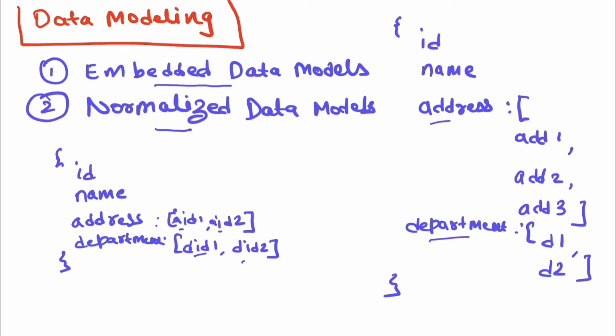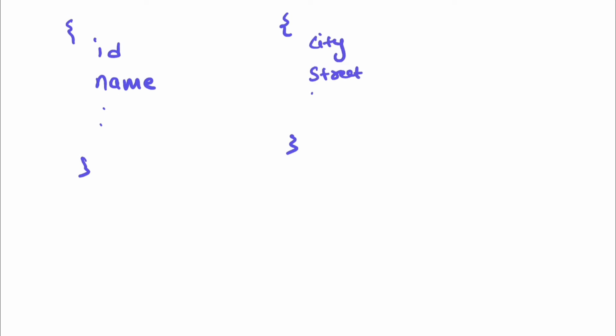Or let me make a better representation of this normalized data model. Let's forget about this. Let's say in the first document, you're storing only ID and name, and then other details about the employee if there are any. Then in the second collection, you are storing the address. So let's say address has city, street, address line 1, line 2, whatever it is, and then you give the reference of employee ID also here. Employee ID, which is this ID only, you will give the reference here. So this is your address document and this is your employee document.